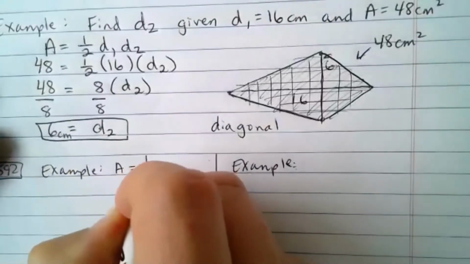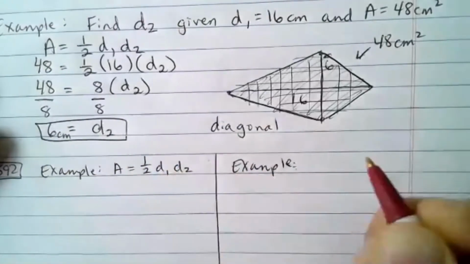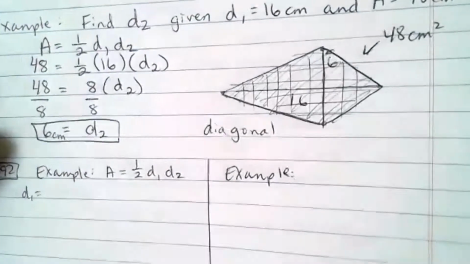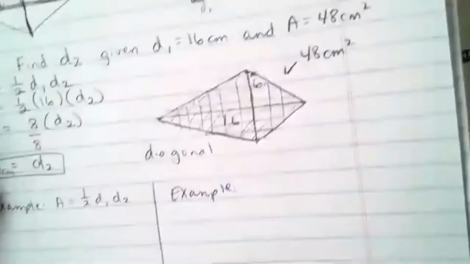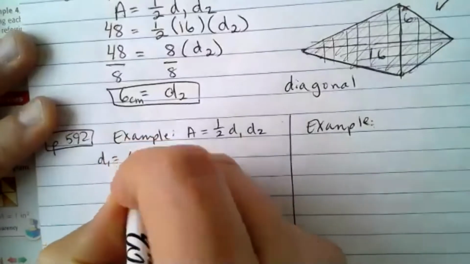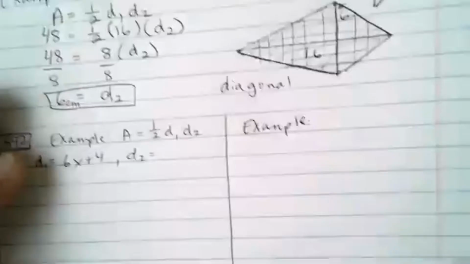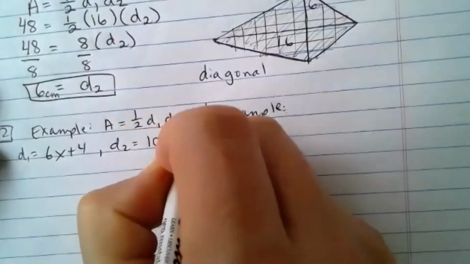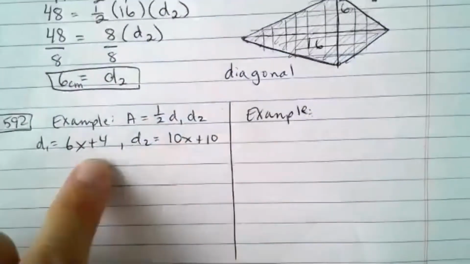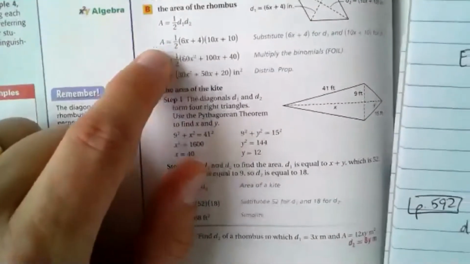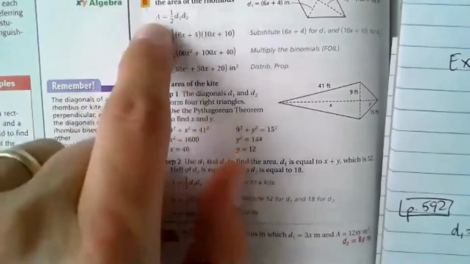So remember, we're going to use this formula here, and we're given that D1 equals 6x plus 4, all right, and D2 equals 10x plus 10. Okay, so we're going to use these two things that we're trying to figure out, and if you'll notice in the equation here, the area is never given. There's no real number for that, so they just keep that A.